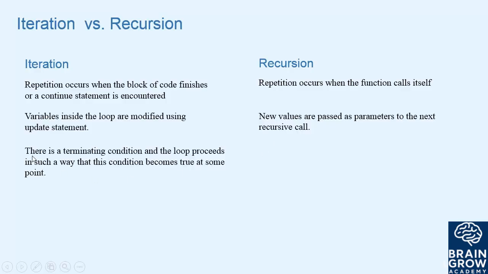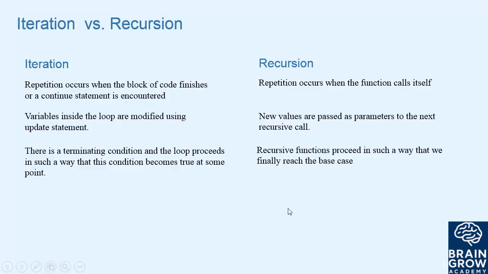To stop execution of a loop, there is a terminating condition and the loop proceeds in such a way that this condition becomes true at some point. And to stop recursion, we have a base case and the recursive functions proceed in such a way that we finally reach the base case.